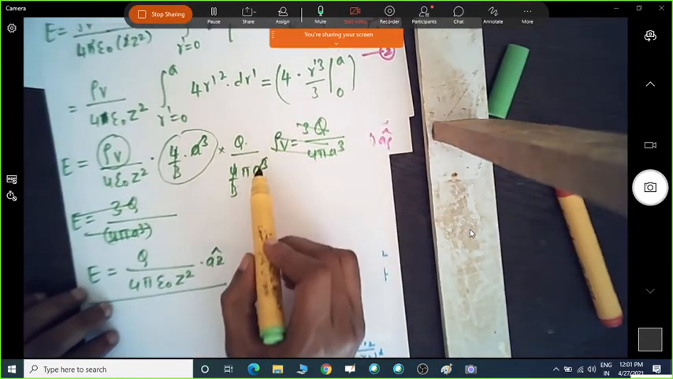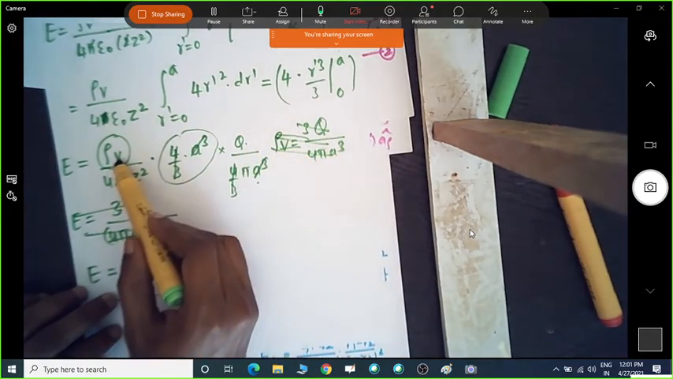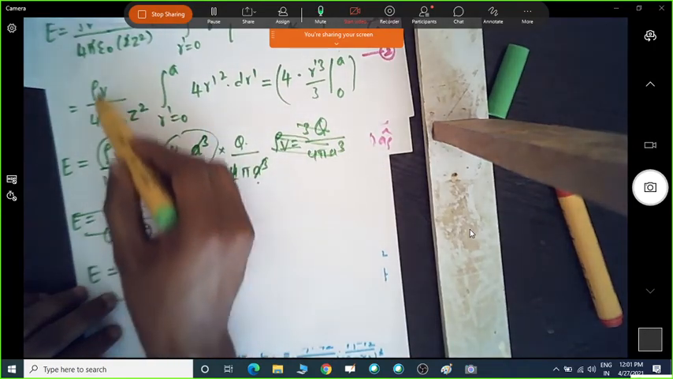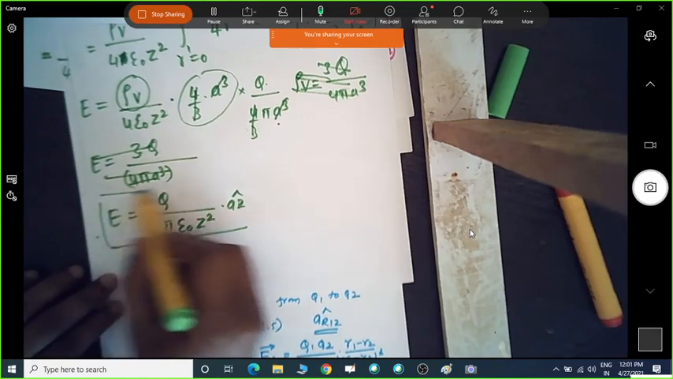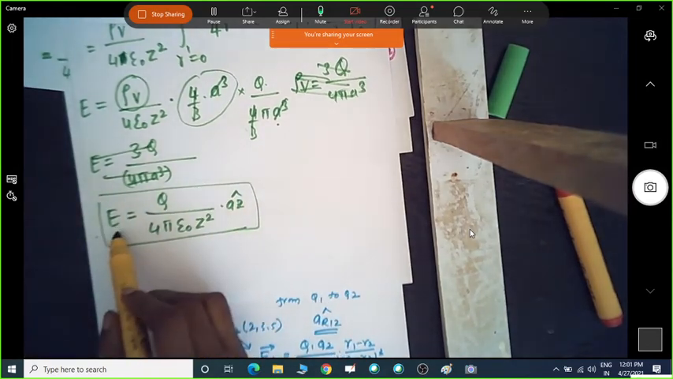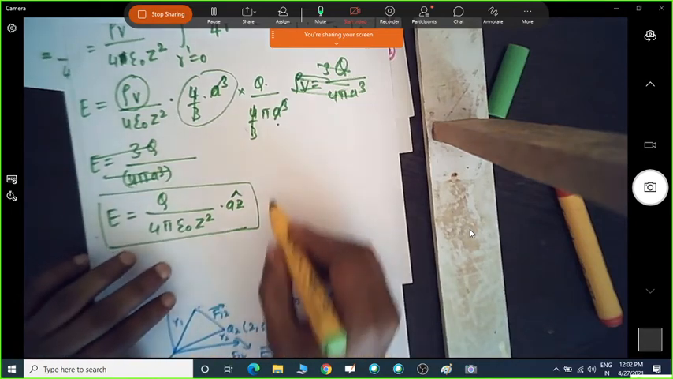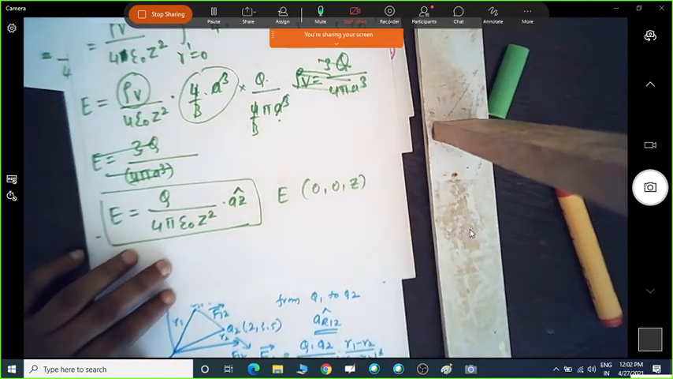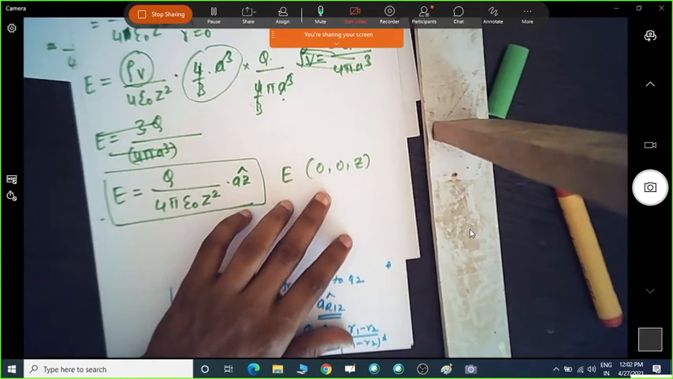Here we have substituted for the rho v value, and we have got this from this integral and the remaining term earlier. So we have ended up with the electric field integration, that is the electric field due to the volume charge density. This is obtained at the point 0 comma 0 comma z.